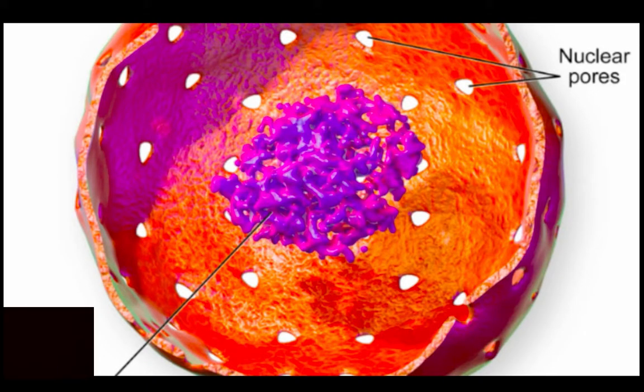Up next are the nuclear pores. These are openings found on the nuclear membrane. They allow items to move in and out of the nucleus. An example would be messenger RNA.